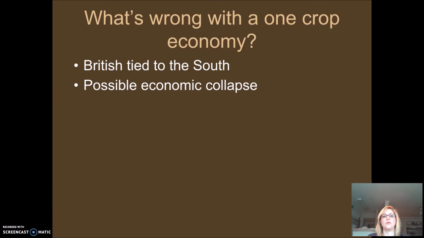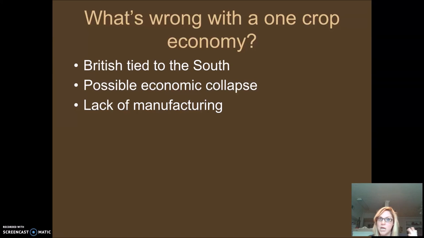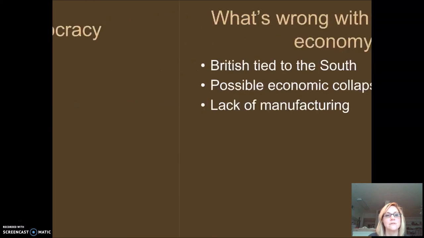So what's wrong with a one-crop economy? The British are tied to the South, so they have a vested interest in seeing the South separate, really. If you think about it, we're talking about the British, we know that they're shady. We know they're going to try and do whatever they can to get the best deal for themselves, and they are still an imperial power. They do still have colonies. So they would probably love to take the South back into their fold. At any moment, a one-crop economy could lead to possible economic collapse.